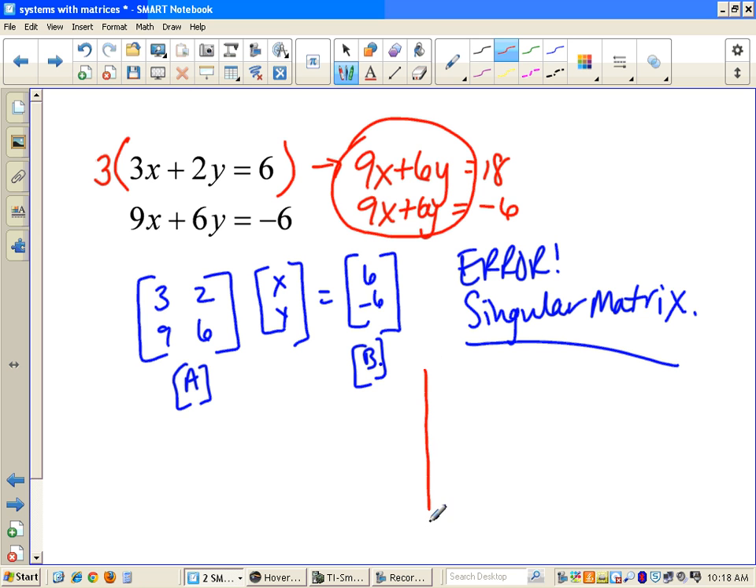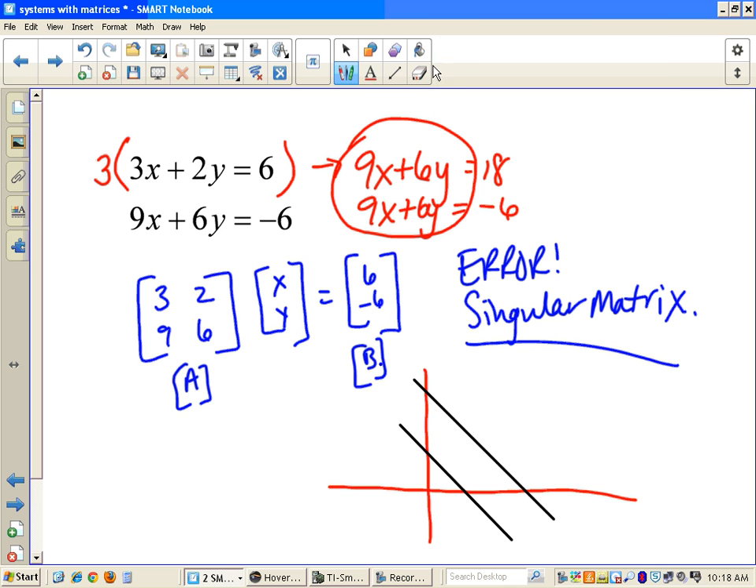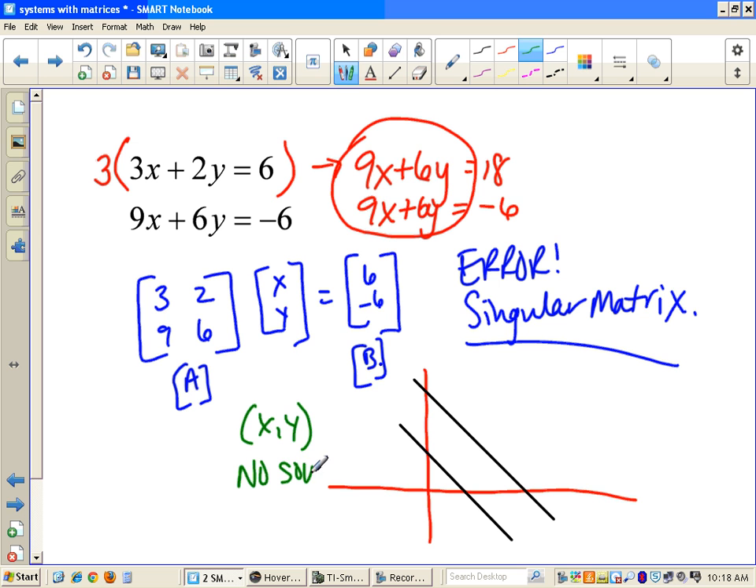And in fact, if you graphed these two equations, you would have two lines that are exactly parallel. Do parallel lines ever have an intersection point? Hopefully you're saying no. Because they never intersect, we're never going to get an xy value. So what we would say is the correct answer is that there is no solution. N-O solution. No solution to this system of equations. Okay?